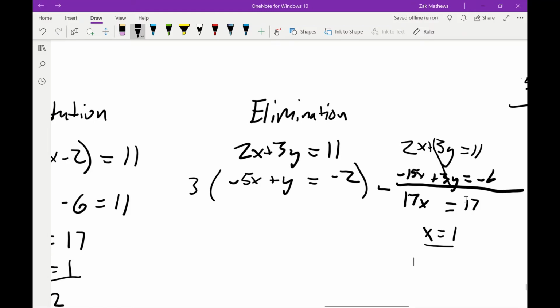I have a few different equations I can plug into. I have the two initial equations, or what I got after I multiplied it by 3. I would never choose an equation after you've made it bigger. That doesn't really help. It just makes everything a little bit bigger. So I would choose one of the two initials.